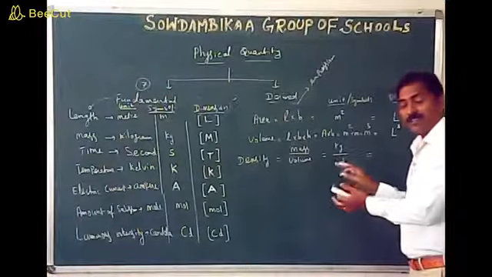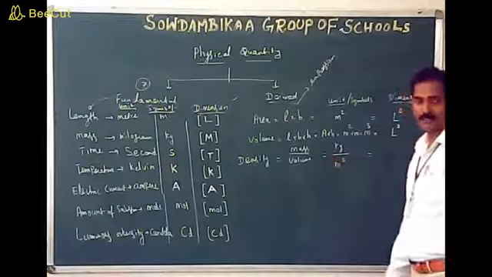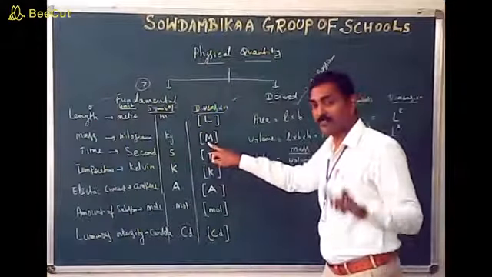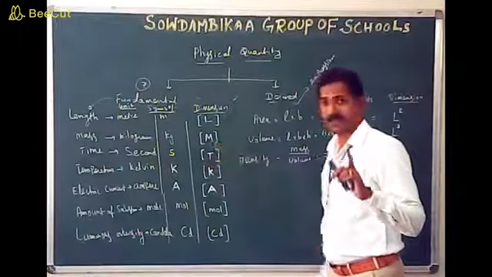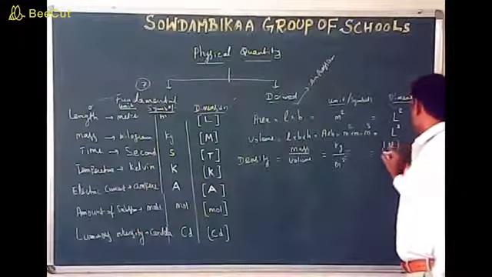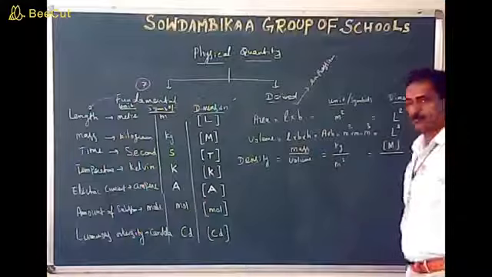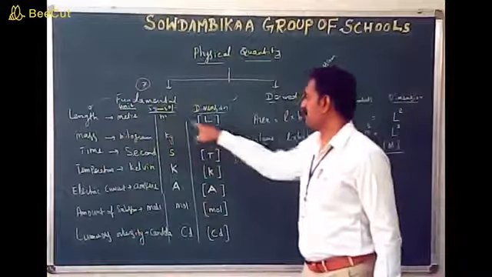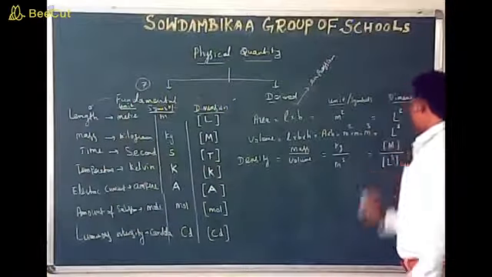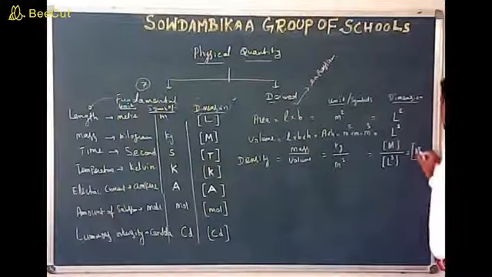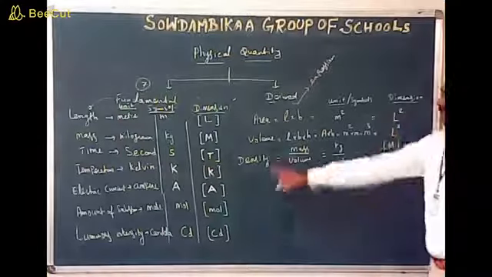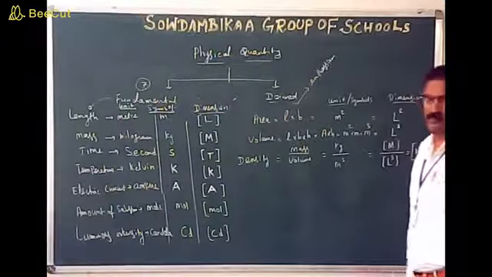Now I am going to write the dimensional formula for density. How do we write it? The dimensional formula for kilogram is capital M, divided by meter cube. The dimensional formula for meter is L, so that is L cube. It may be written as M L power minus 3. That is the dimensional formula for density.